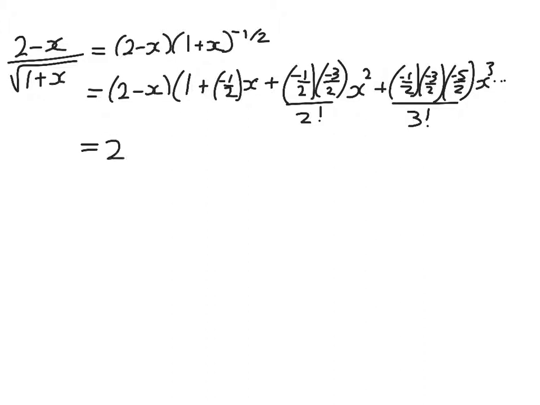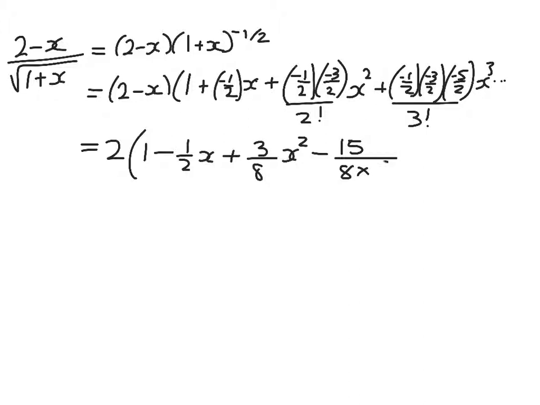Right, so we're going to have 2 times 1 minus a half x plus, carefully working through the fractions, 3/8 x squared minus 15 divided by 8 times 6 x cubed, dot dot dot. Now at this point I'm going to simplify that last fraction so I don't muck that up. We'll take out a common factor of 3, so we've got 5 here and 2 here. That's the first bit, minus x times that.